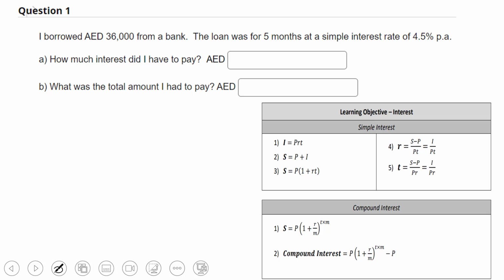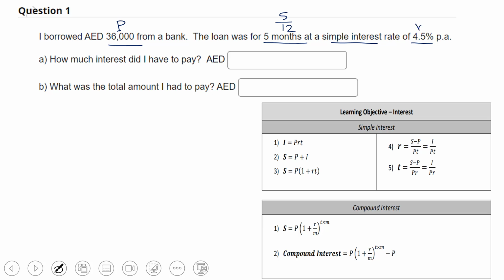Okay. Let's go for this one. What is this one? You borrow this amount. This is a principal amount, right? Okay. For how long? 5 months. We said the time must be in years, so you have to divide this 5 by 12, right? And this is the simple interest rate, so this is R.